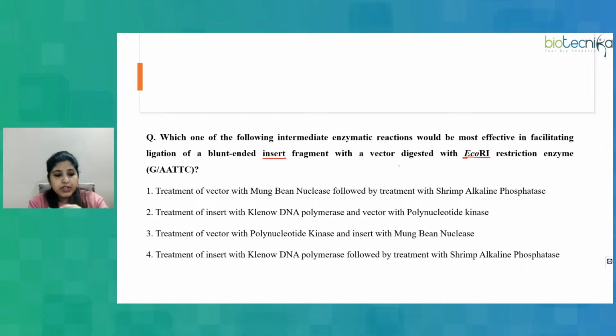So go through this question and tell me what you think is the correct answer here. Pay attention to the detail: is the insert blunt ended or does it have cohesive ends? What are the ends of the vector? What is the concept of joining an insert with a vector? What kind of ends can you join together while creating a recombinant DNA molecule, or while joining two DNA molecules? So think about it and answer this question.